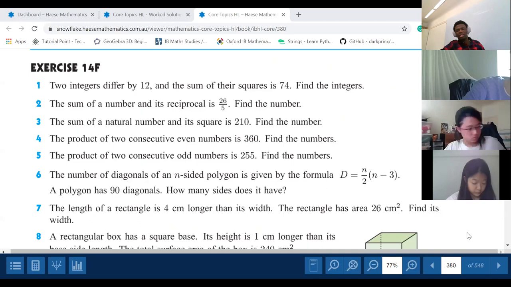So let one be k, and the next one will be k+2. That's all you should do this time. You don't need to use 2n+1 and 2n+3. Of course, you get the right answer, but it's just a waste of time, okay?